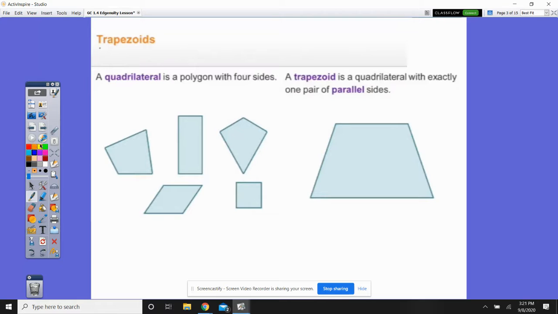Trapezoids are a special quadrilateral. So first, what is a quadrilateral? It just has 4 sides. All of these are quadrilaterals. If there is only one pair of parallel sides, we call this guy a trapezoid. So only one pair. This has no pairs, so it's not a trapezoid. This has 2 pairs, so this is a rectangle or a parallelogram. This is just a parallelogram, excuse me. This would be a square or parallelogram, and this is neither a parallelogram nor a trapezoid. It's a figure we'll talk about in a few minutes.